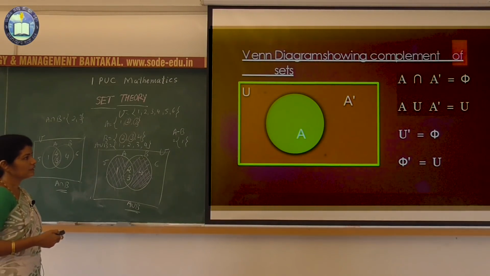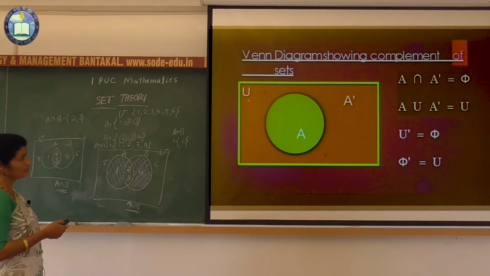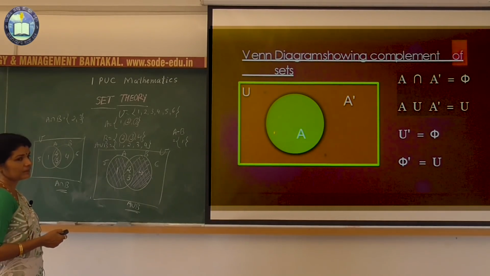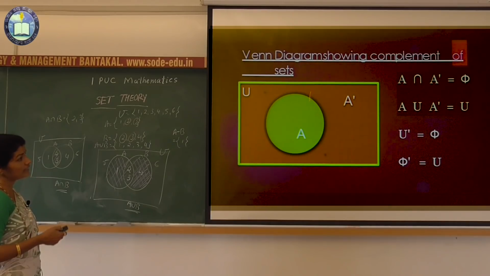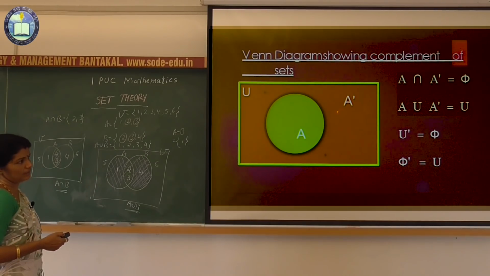Complement. See, this is universal set, this is set A. Leave the entries of A and write all other entries which are in U. That is A complement. The brown region indicates A complement.